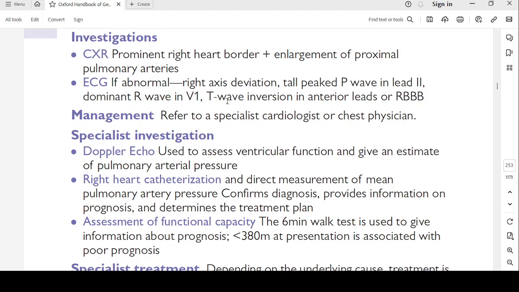T-wave inversion in the anterior leads, or a right bundle branch block scenario. Right bundle branch block is MARROW: M wave in V1 and W wave in V6.